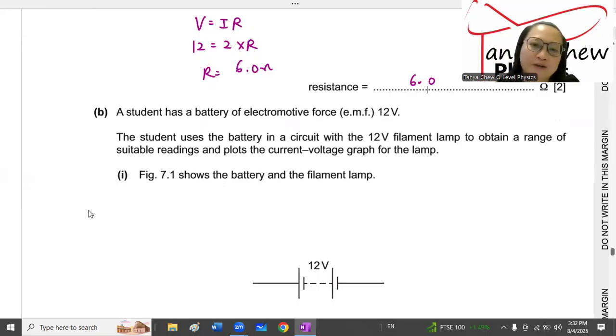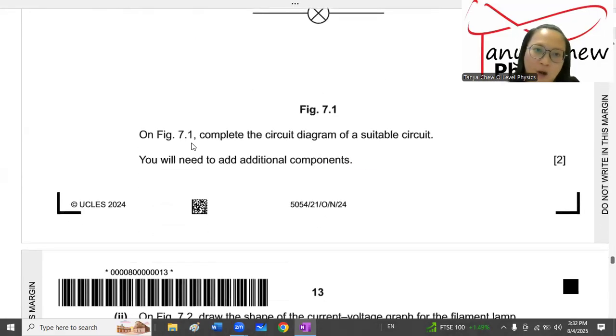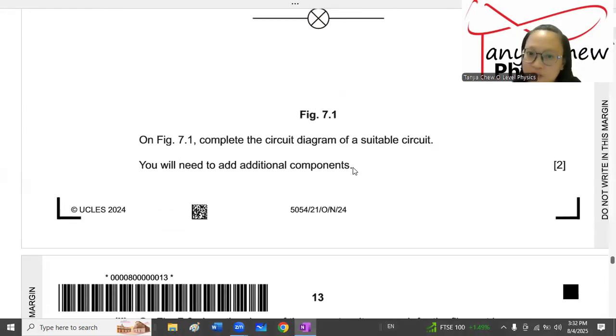The student uses a battery in a circuit with a 12 volt filament lamp to obtain a range of suitable readings and plots the current voltage graph for the lamp. First part, figure 7.1 shows the battery and the filament lamp. Now on fig 7.1, complete the circuit diagram of a suitable circuit. You need to add additional components.